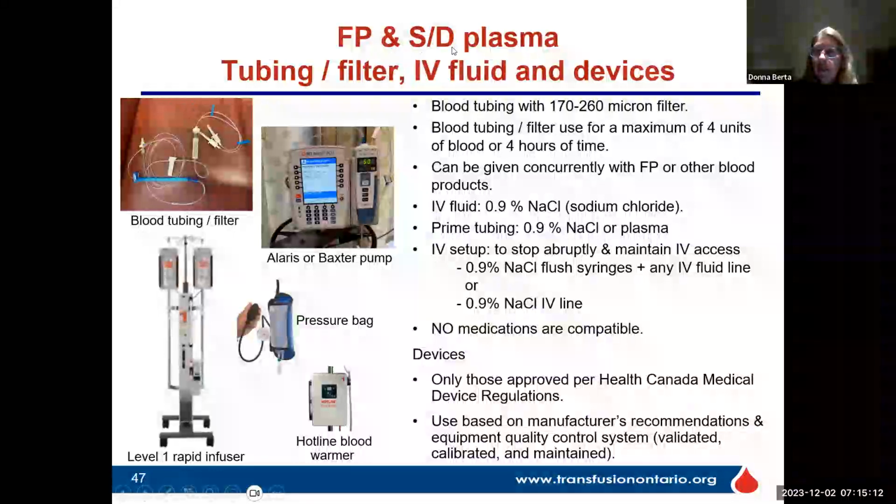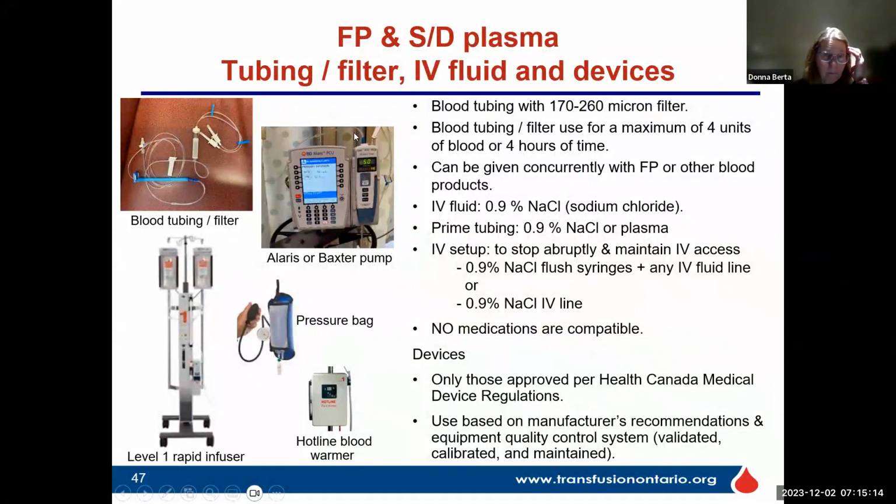Basically for FP and SD plasma, it's the same. You need to use blood tubing with that 170 to 260 micron filter. You can use the filter for generally 4 units, 4 hours, whichever comes first. You can give them both at the same time, FP or other blood products. The compatible fluid is saline. You can prime the tubing with saline or plasma.